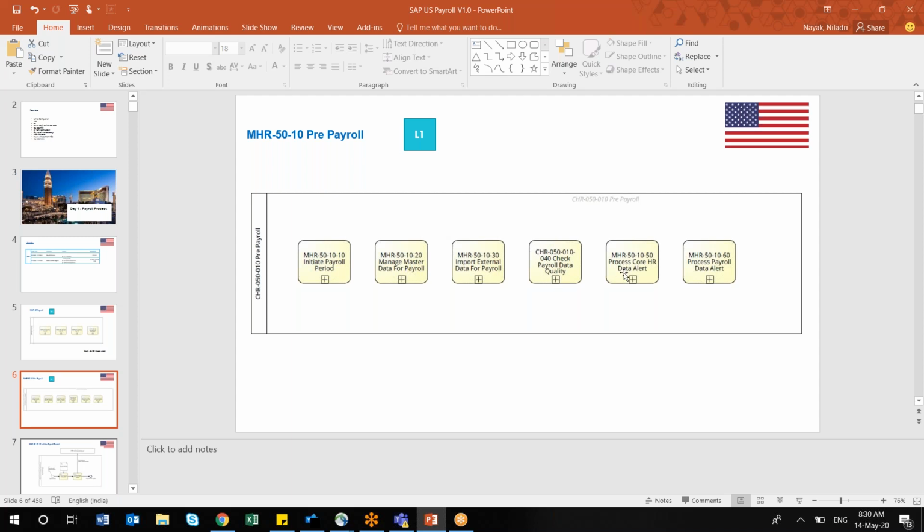Then there is the process core HR data alert. The alert we have also configured in EC payroll. We have seen how to configure the different core HR-specific data alerts, because EC payroll proactively takes care of all kinds of data alerts. Suppose, due to some reason, some tax-related data is not updated in your system for a particular employee, or a certain SSN number has a mismatch. Those kinds of data can be created as an alert.